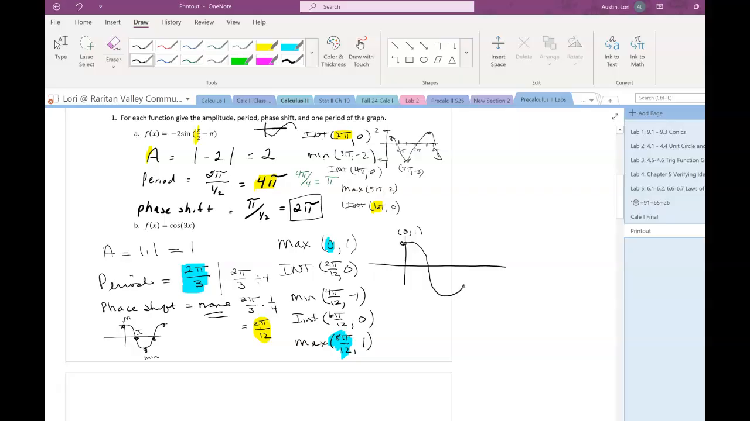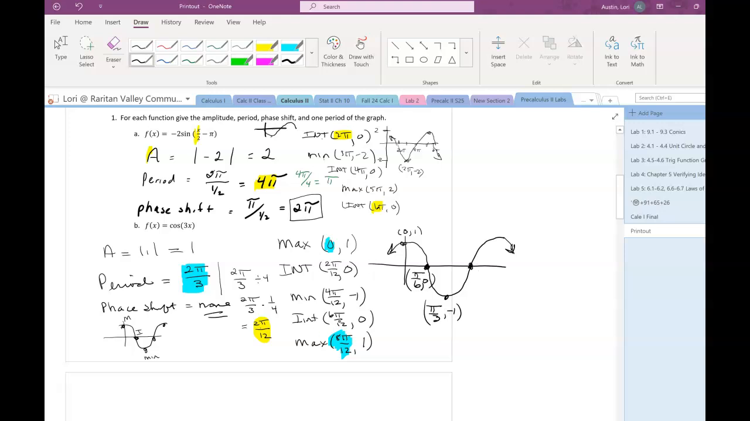So this, of course, is 0, 1, right? I'll draw my graph. I know what it's supposed to look like. I'm going to keep it continue. You never end it. Okay, so 2 pi over 12 is pi over 6, 0. My minimum value is pi over 3, -1, right? Because 4/12 is 1/3.